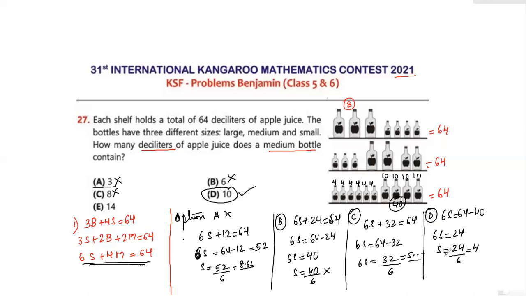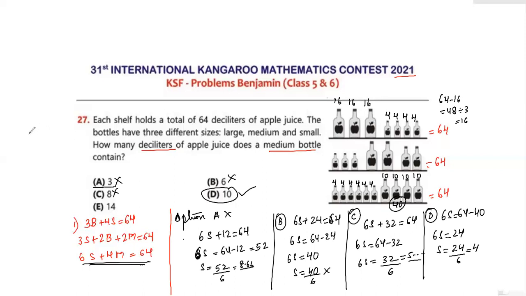But I should still check and find out how much the big bottle would be. So these are small bottles, which are 4, 4, 4, 4. So 4 into 4 is 16. So I do 64 minus 16. So I'll get 48, and 48 divided by 3 gives me 16. So each big bottle is 16.